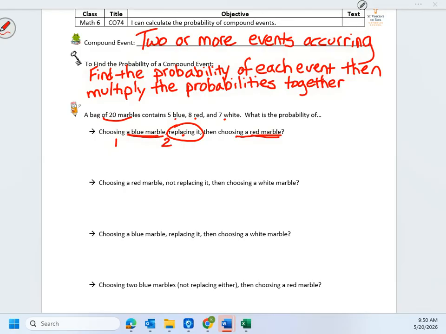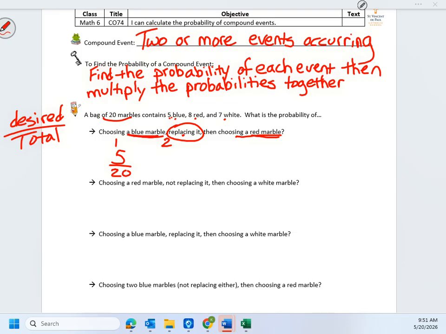What is my probability for event 1? We already know the denominator. Who can tell me what that denominator is gonna be? Alex? 20, because there are 20 total possible outcomes. Remember, for probability, we have desired outcomes over total outcomes. So if we want to choose a blue marble, how many desired outcomes are there if we want to choose a blue? Michael? 5. There's 5 blue marbles.